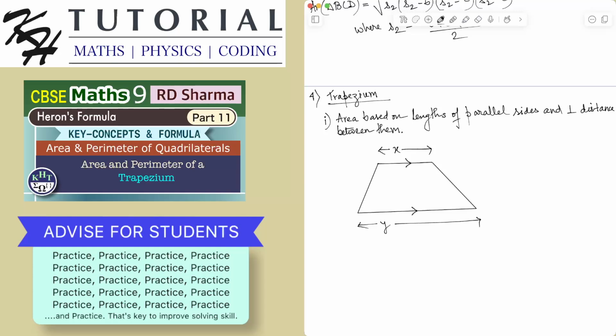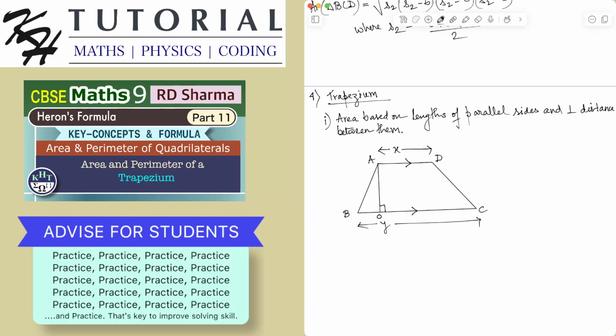So, let's say ABCD is the trapezium where the parallel sides are AD and BC. Now, the perpendicular distance between the parallel sides AD and BC will be the perpendicular drawn from the vertices A and D on BC, or perpendicular drawn from the vertices B and C on AD. So, let's say AO is perpendicular to BC. So, AO will be the altitude of this trapezium, or the perpendicular distance between the parallel sides AD and BC.